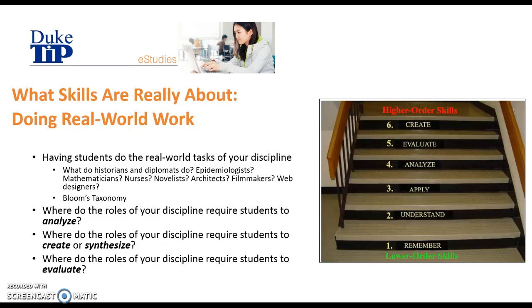But what we care most about at TIP is that the skills that you choose are really about doing real-world work. So this Bloom's taxonomy image on the side here really is the hierarchy of skills that we want kids to practice, all of them, and as many as possible simultaneously and in an order too, depending on what kids need to learn first. But ask yourself, as you're making this master list of macro and micro skills, where do the roles of your discipline, where do professionals have to analyze, create, synthesize, and evaluate? What type of real-world tasks do they have to do, and how could your students be practicing and replicating them?